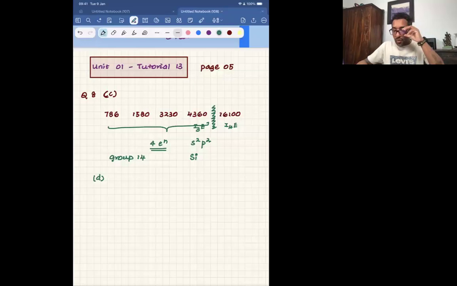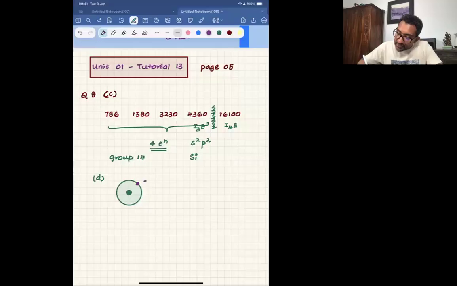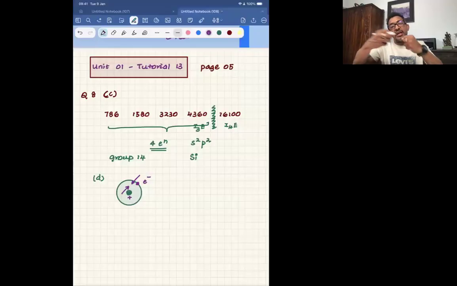Part D says, explain why the ionization energy of every element is endothermic. What is the reason? For all the elements, the ionization energy is endothermic. If you look at the atom, there's a nucleus with a positive charge and an electron with a negative charge. They are attracted to each other; there's an attractive force. So when you try to remove this electron, you have to break that attractive force. That is why energy is always absorbed.